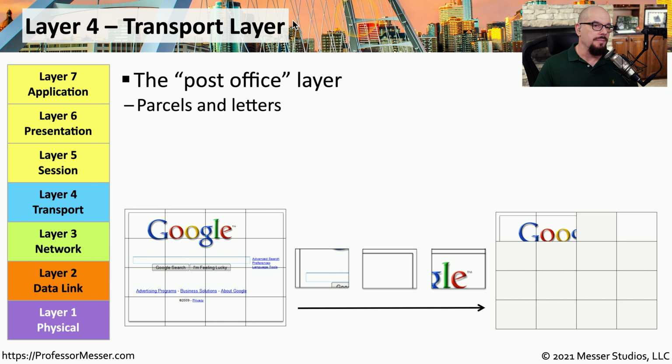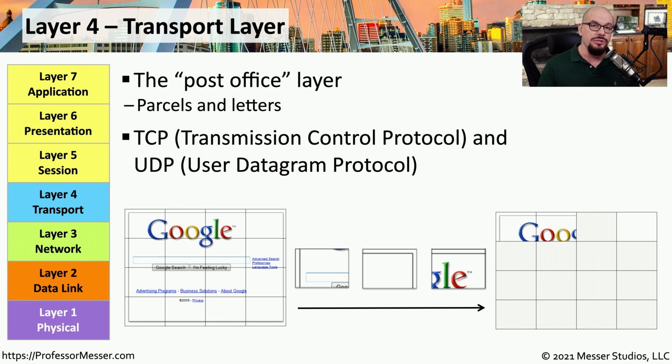Layer 4 of the OSI model is the transport layer. Sometimes you'll hear this referred to as the post office layer because this is the layer that describes how data is being delivered and where it is being delivered into a system. The protocols used at layer 4 are protocols such as TCP, that is the Transmission Control Protocol, and UDP, which is the User Datagram Protocol.